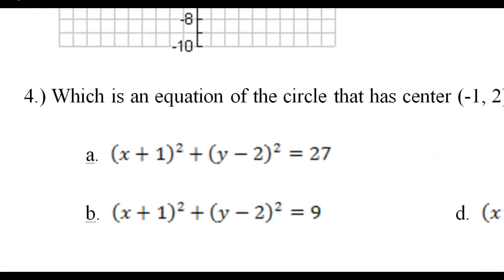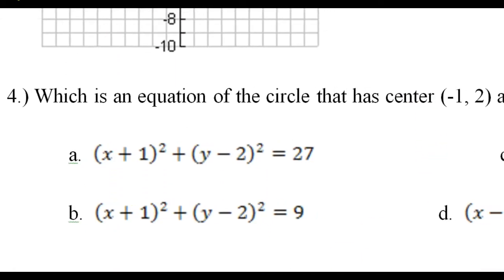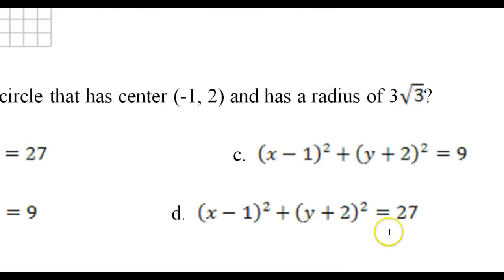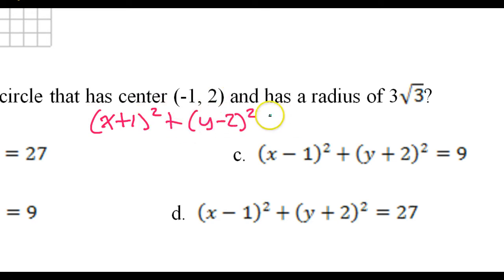Alright, look at number 4. Which is an equation of a circle that has this center and this radius? Alright, well, let's start with the center. And again, I'm just going to start making the equation. Based on the center, I would want to have x plus 1 squared, okay, opposite of that, and then y minus 2 squared because of that. Now here I need the radius squared, so it's a matter of taking 3 radical 3 and squaring that.